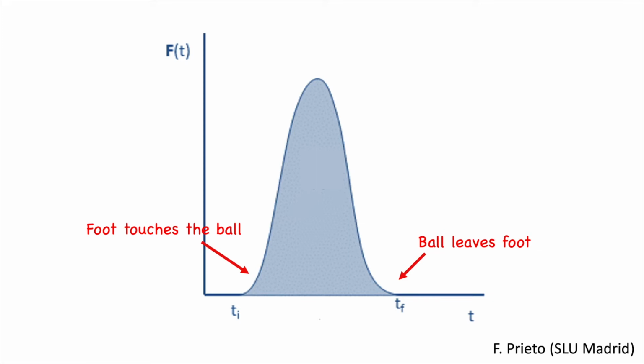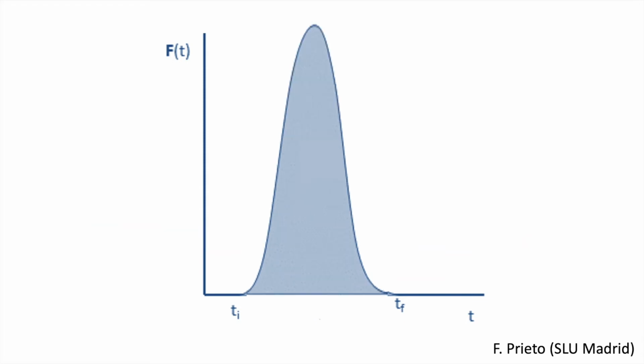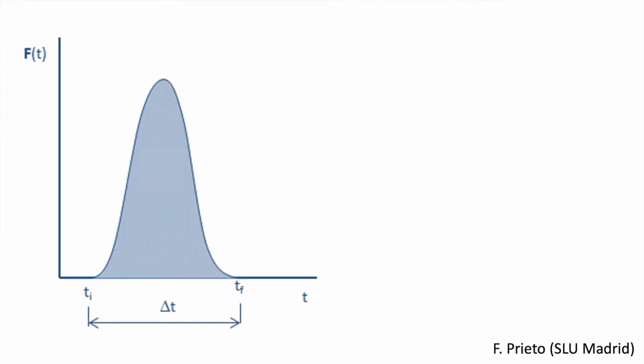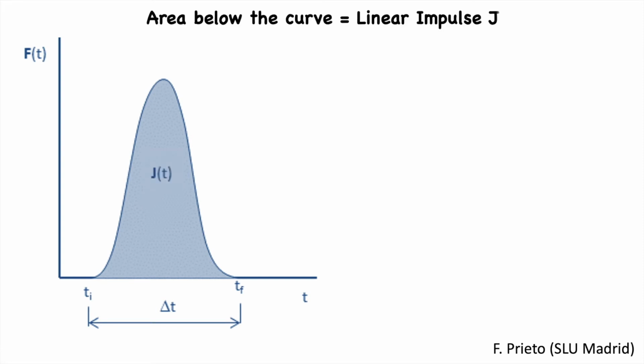As you see, there is a well-defined time interval or duration for the force. Only during this time interval, the force has an effect on the ball. A harder kick will make this curve higher, and a kick of longer duration will make this curve broader. Thus, the area below the curve in a force versus time graph is an indication of the effect of the force. We call this quantity linear impulse.